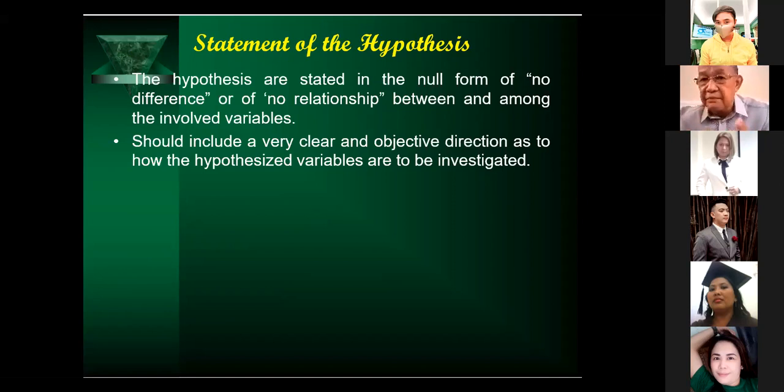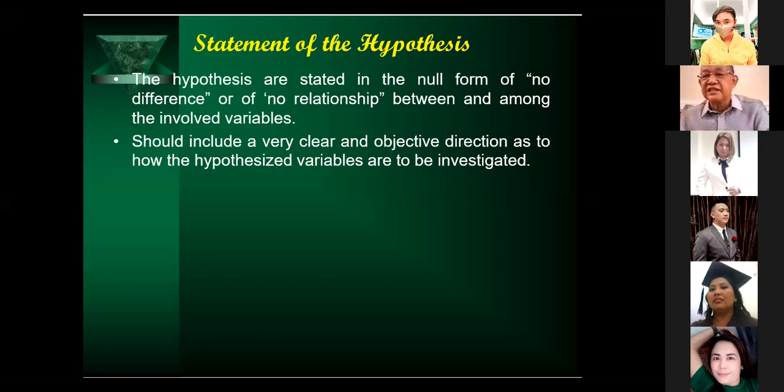The second stem na pwede natin gamitin ay sabihin natin X is equal to Y. In other words, sabihin natin the mathematical abilities of male students is equal to the mathematical abilities of female students. Ang first phrase natin is no difference or no relationship. Second stem is equal to.